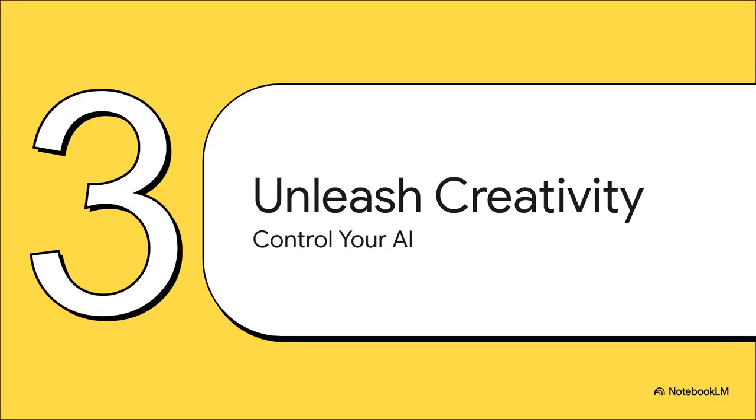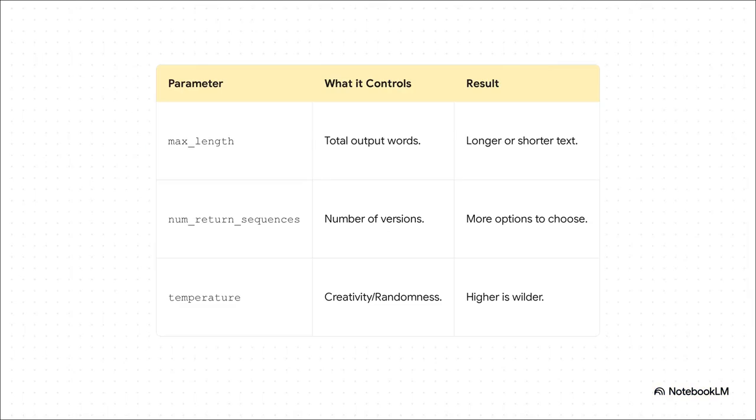Okay, so making the AI write something is cool. But you know what's even cooler? Actually controlling its personality, making it more creative, more surprising. That's where this gets really interesting. So check this out. These 3 little parameters give you a ton of creative control. You can tell it how long to write. You can ask for a bunch of different versions at once.